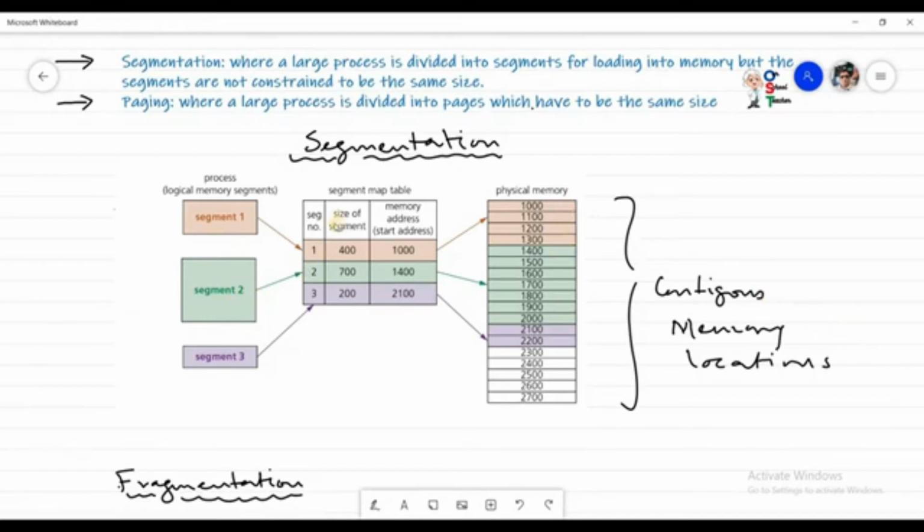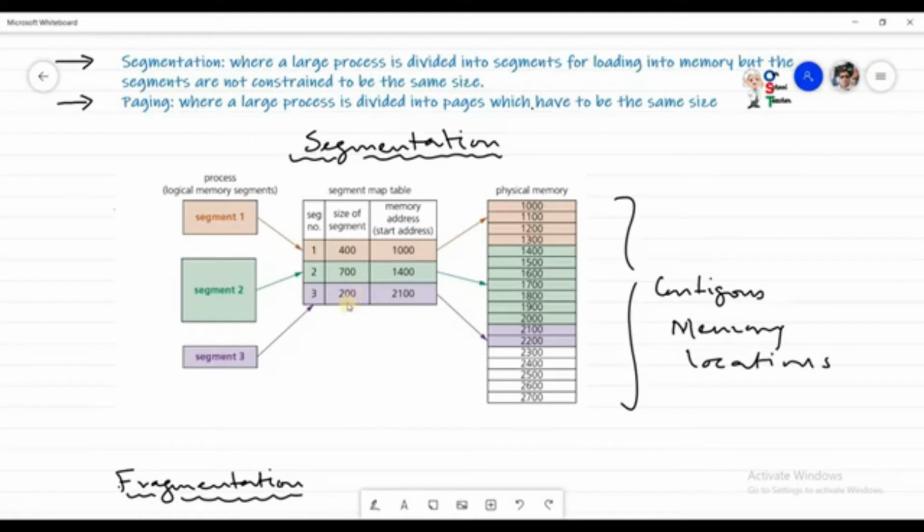Then segment 2, this is the address of segment 2. The size of the segment is 700, and the starting address is 1400. So as you can see, this is address 1400, 1500, 1600, 1700, 1800, 1900, 2000. Because the size of the segment is 700, it has taken 700 addresses, 1 2 3 4 5 6 7.